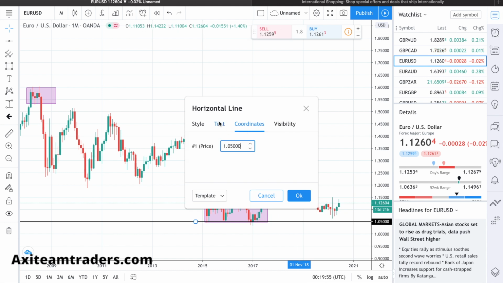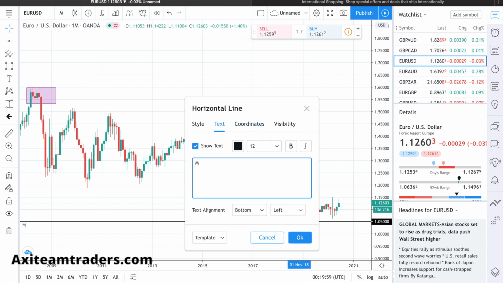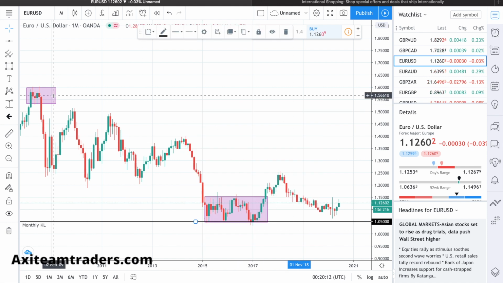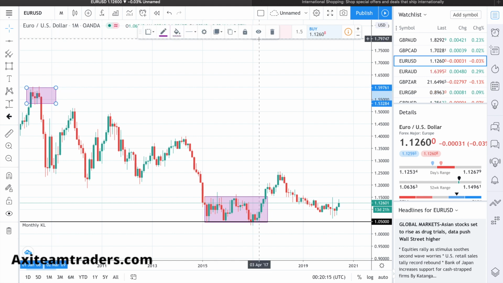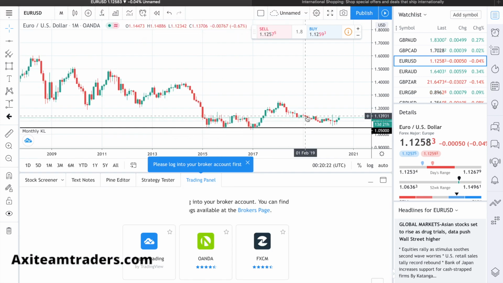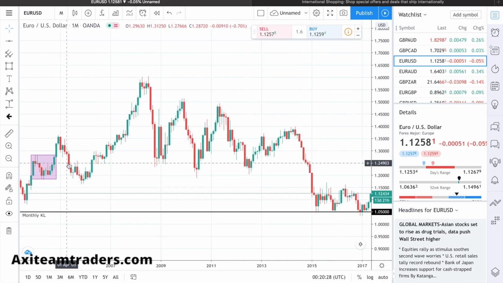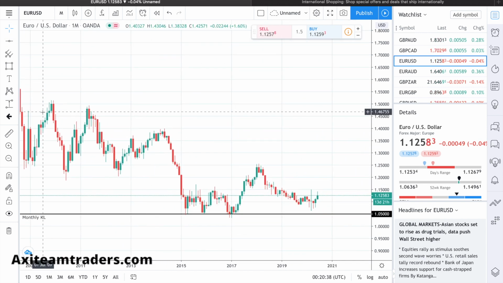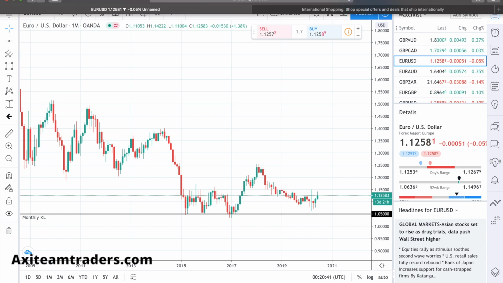Let me just type monthly key level. Let me delete this because we already found the trigger for our analysis. So what we're going to do now is look for that 1,000 pip range.